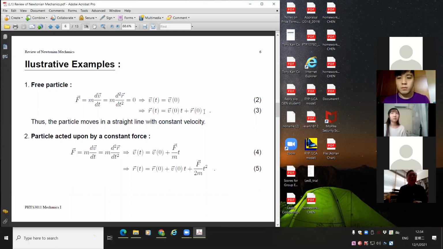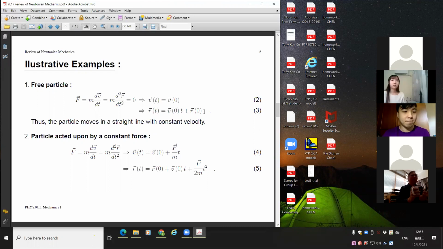Now, if we choose an inertial frame in which the particle is at rest, what will happen? What will you observe? The particle will remain stationary all the time, right? And what is the name of that particular frame?